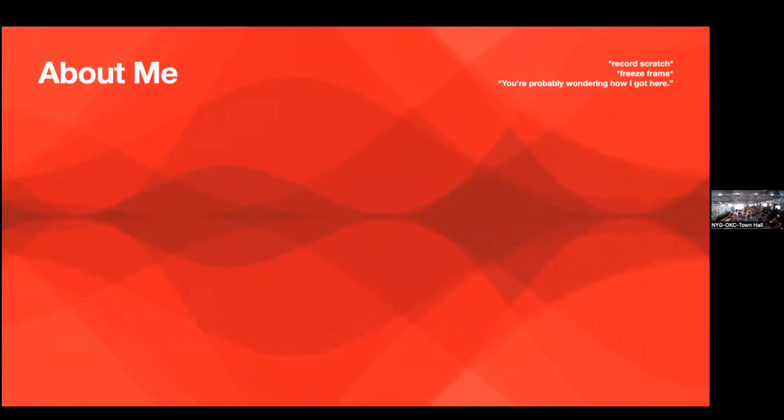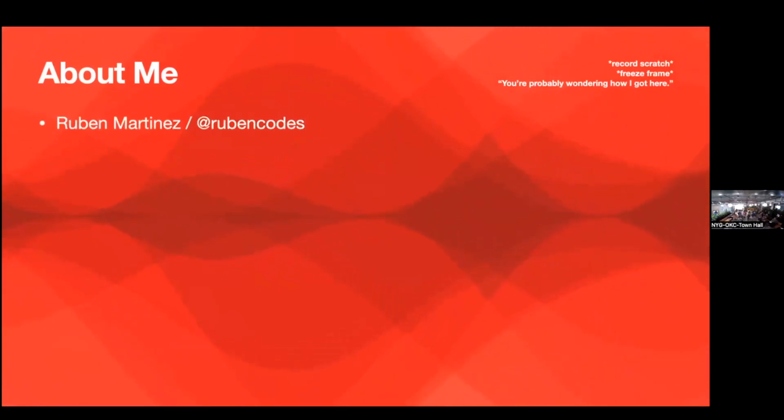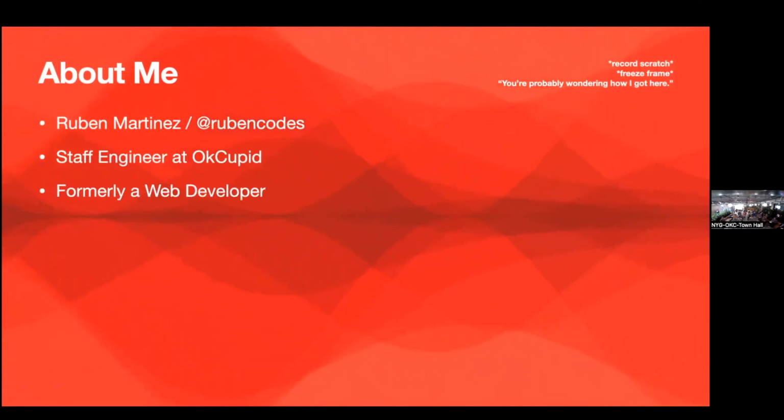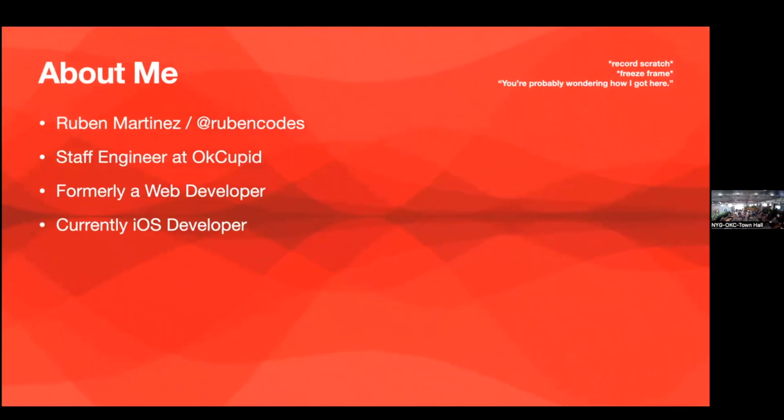So just start out a little bit about me. My name's Ruben Martinez. I'm on Twitter at Ruben Codes. I'm a staff engineer here at OkCupid. I used to be on the web team, but then everything changed when the Fire Nation attacked. Now I'm on the iOS team, which is really great. Joel is my manager, and he's a really great guy.